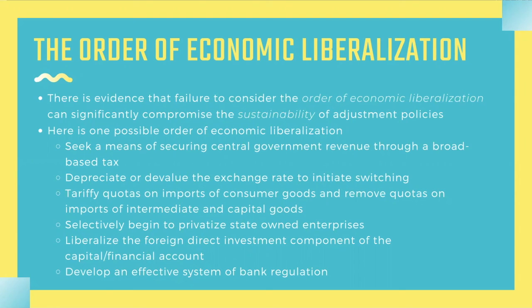So here is one possible order of economic liberalization. First, seek a means of securing the central government's revenue through broad-based taxes; depreciate or devalue the exchange rate to initiate switching; clarify quotas on imported consumer goods, and remove quotas on imports of intermediate and capital goods; selectively begin to privatize state-owned enterprises; liberalize the foreign direct investment components of the capital or financial account; and develop an effective system of bank regulations.